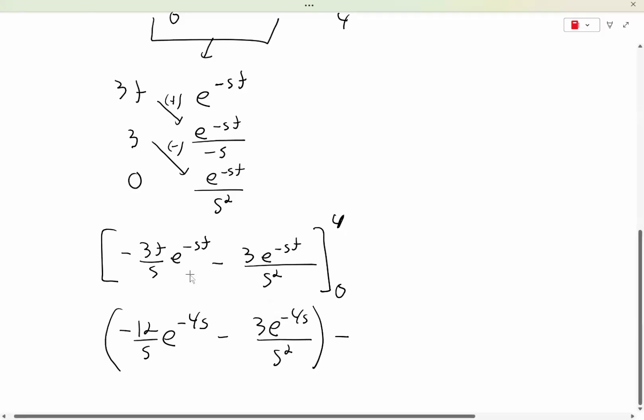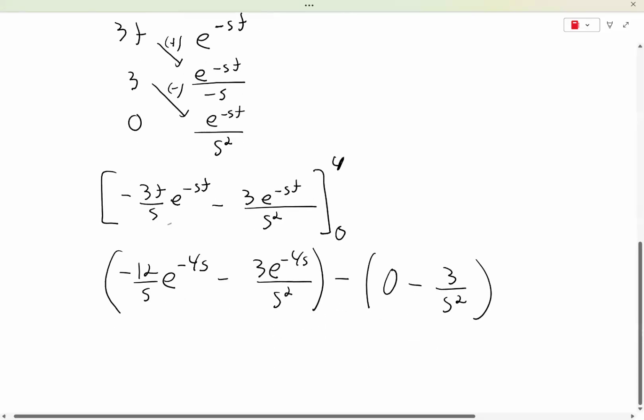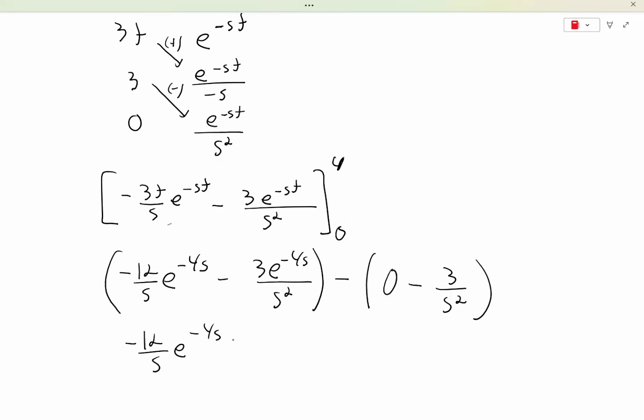So what would this be here? If I put in 0 for t, you get 0 minus, then put in 0 for t here, it's 0 minus 3 over s squared, like that. Okay, so if you clean up a little bit, you get negative 12 over s e to negative 4s minus 3 over s squared e to negative 4s plus 3 over s squared, like that.